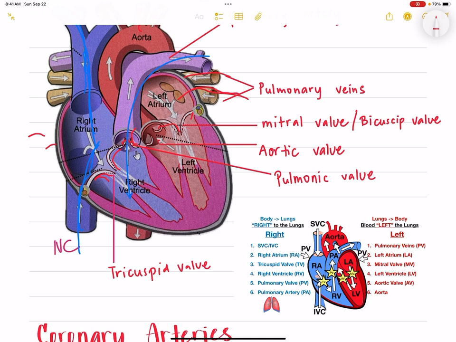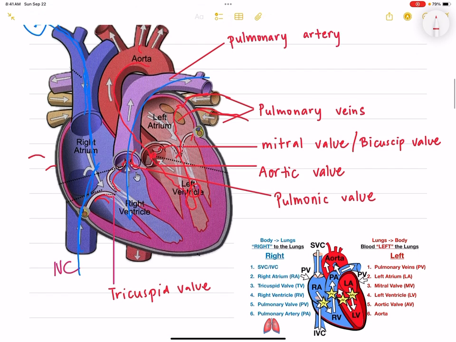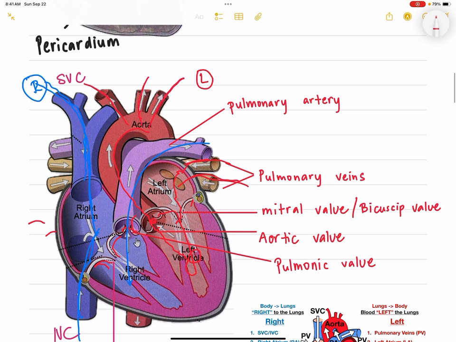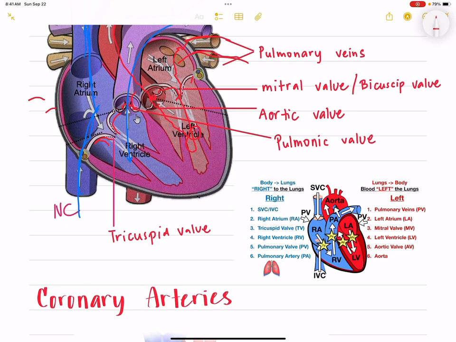Maagi siya sa pulmonary veins pakadto sa left atrium. Left atrium maagi sa mitral valve or ang bicuspid valve. Then makadto sa left ventricle, makontract, then makadto sa aortic valve, then pakadto na sa aorta, then to the rest of our body. Okay, so ari ang mnemonics naton or ang tandaan nyo, pasunod ni siya ha.